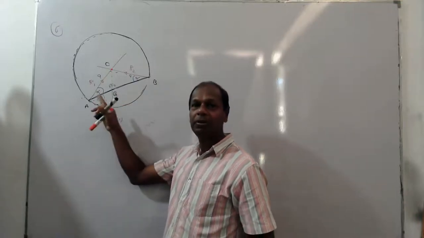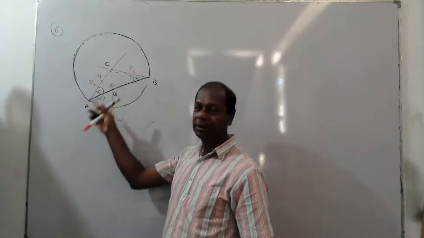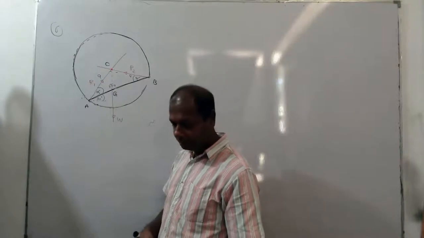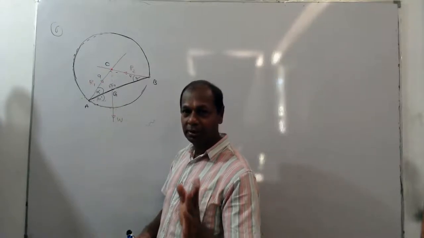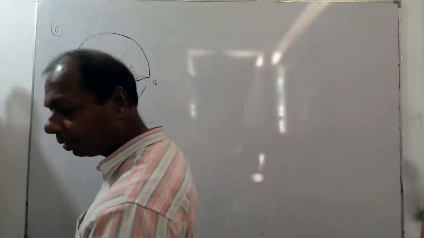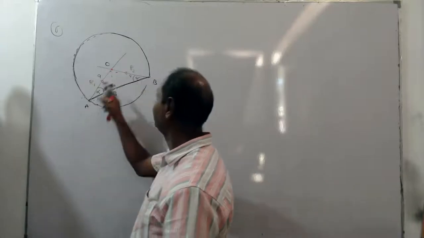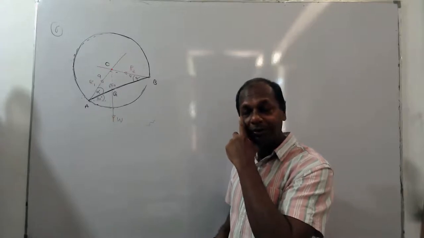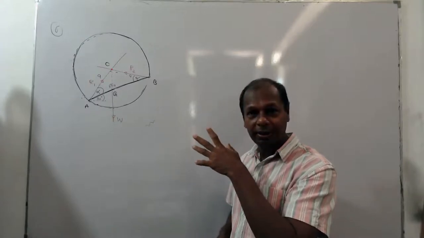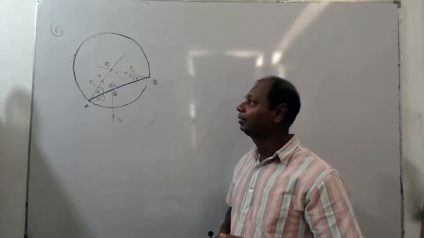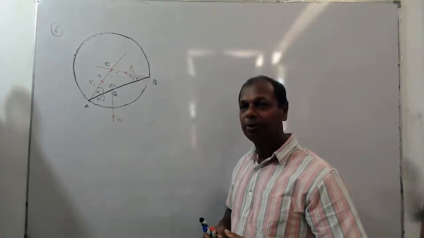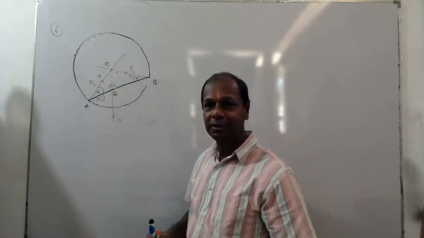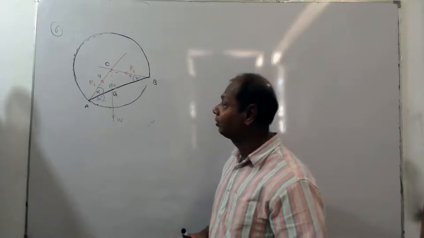In such a problem, in a diagram like this, how to find this angle? How to find this angle? If you go through past papers for about 20 years, you will see this type of problems are there, right? So in almost every problem, the main task is to find the angle alpha. The rest is very easy. To find the angle alpha, it's all in geometry.